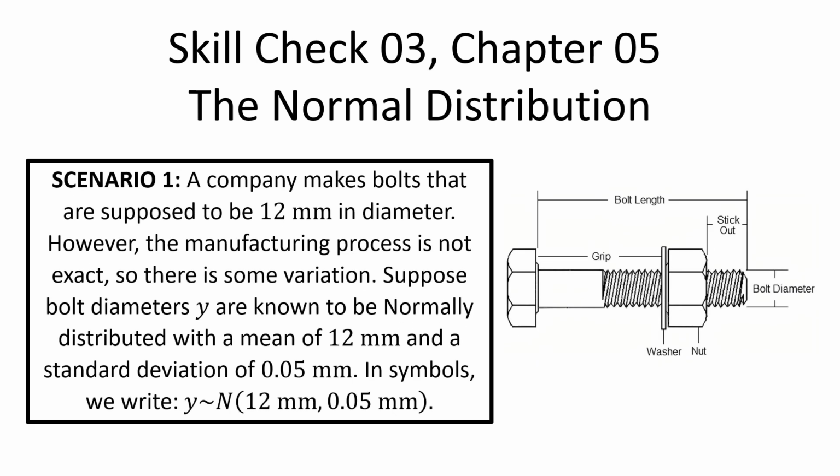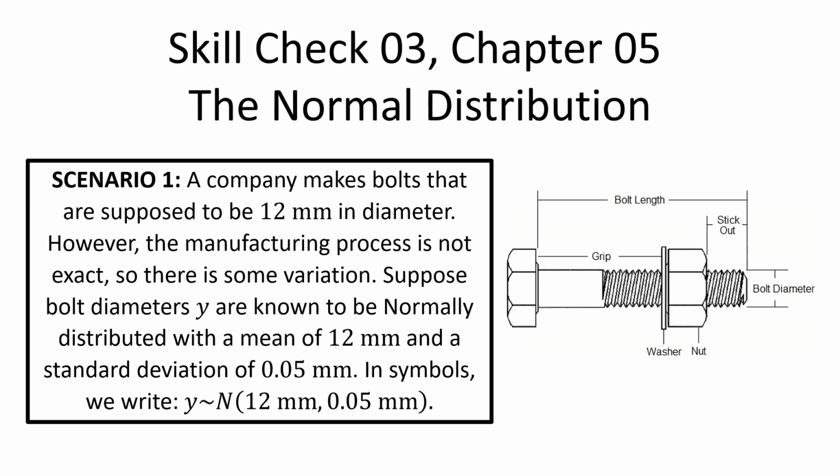So in the first scenario, we're imagining that a company manufactures bolts and that the diameter of a bolt should be 12 millimeters. Of course, the manufacturing process is not exact, and so there is some variation. And so we can suppose that the bolt diameters are known to be normally distributed with a mean of 12 millimeters, but with also a standard deviation of 0.05. So there's some variation in the diameter of the bolts.